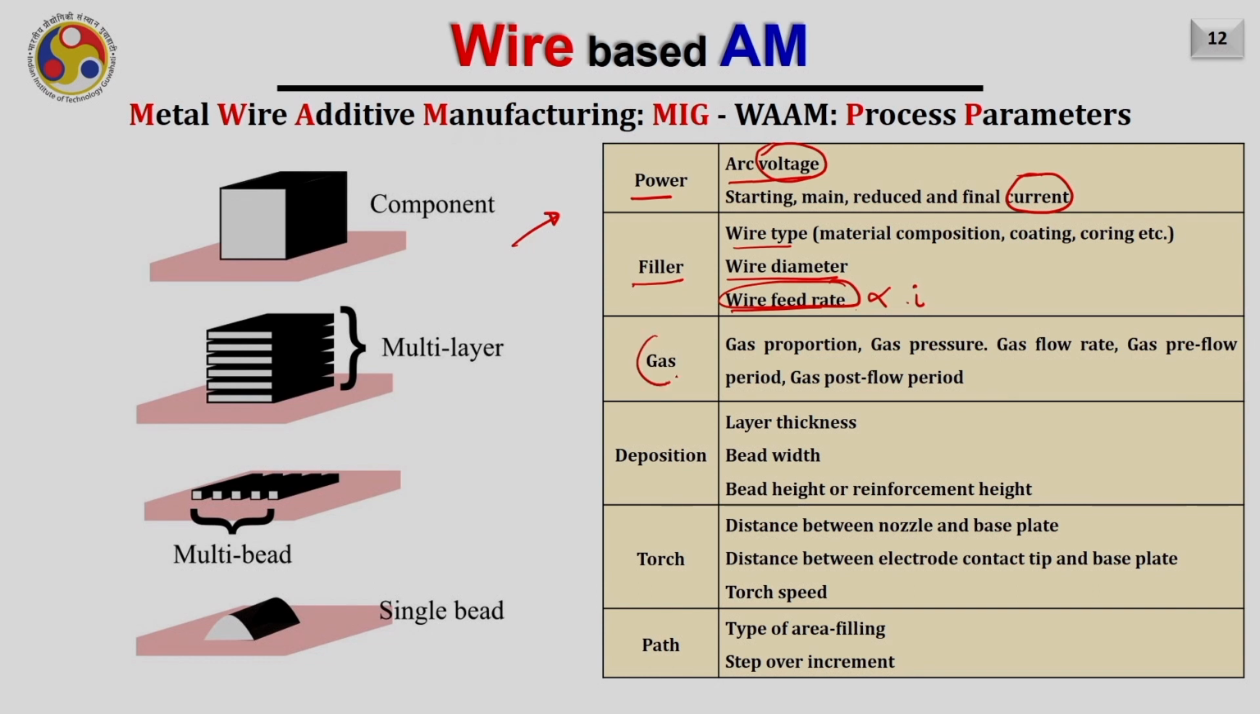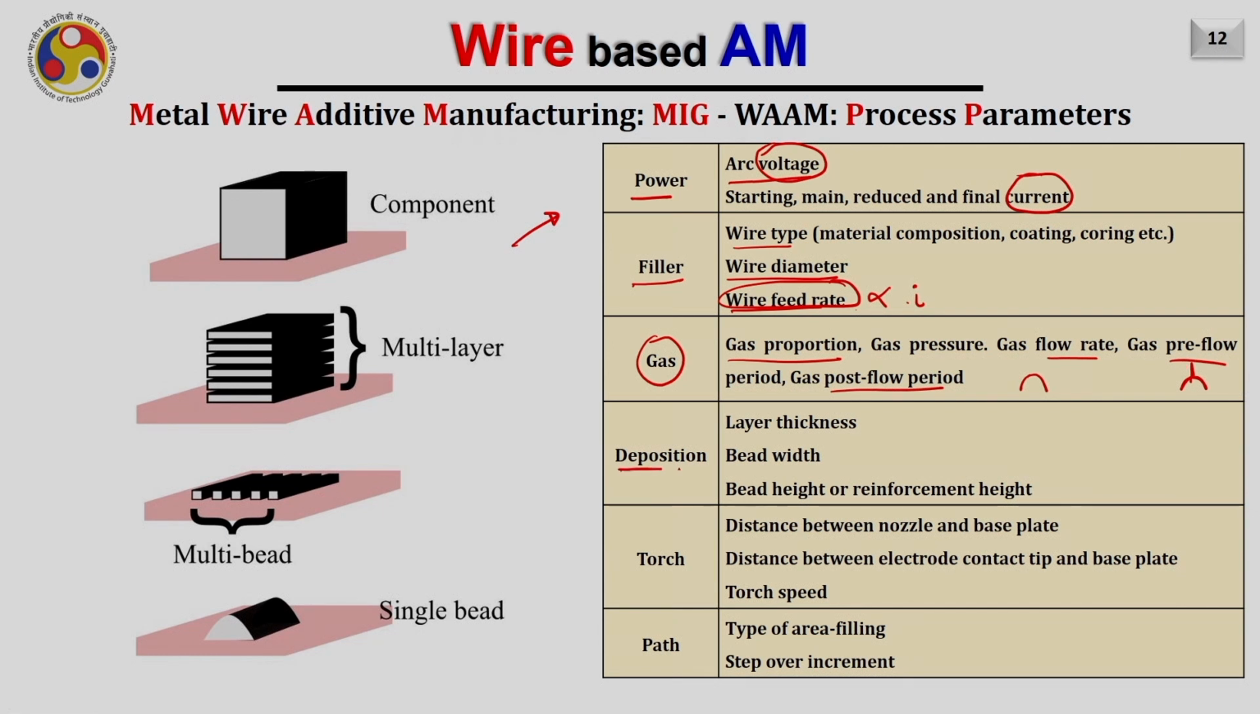Then the parameters associated with the gas, like what is the proportion of the gas, what is the gas pressure, flow rate, pre-flow period and the post-flow period. Pre-flow and post-flow periods are nothing but, before starting the welding or the deposition of the material, and after completion of the deposition of material, for how long the gas was switched on.